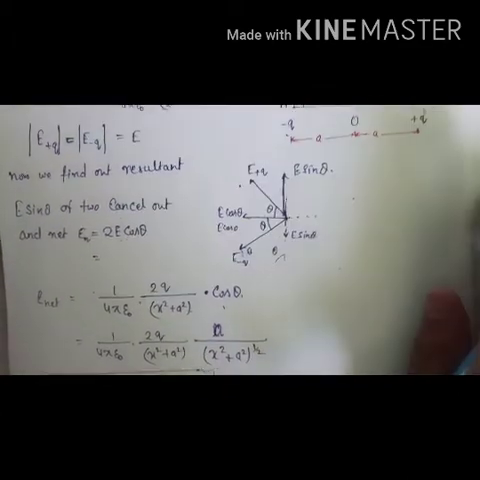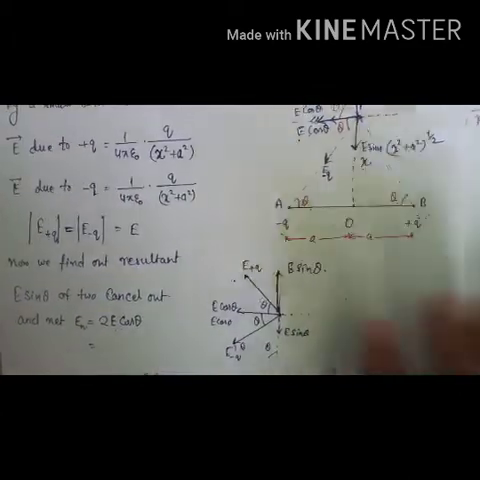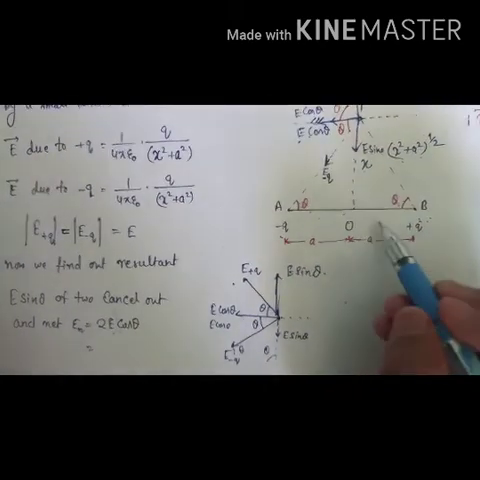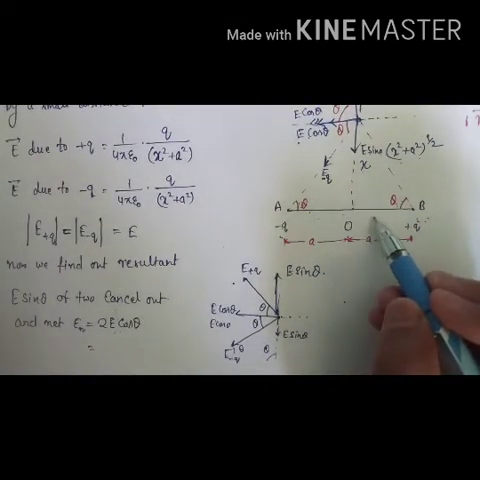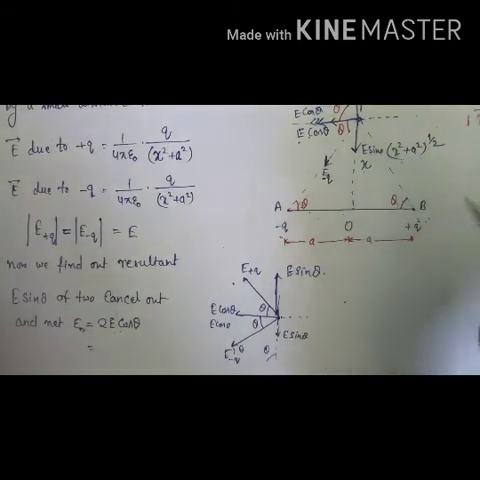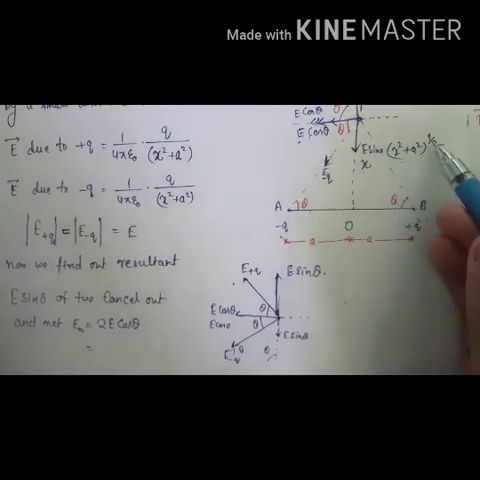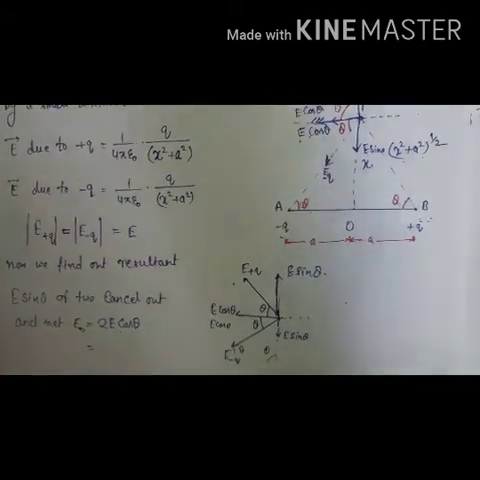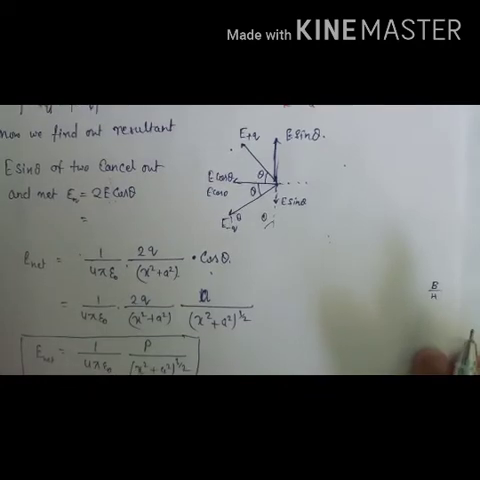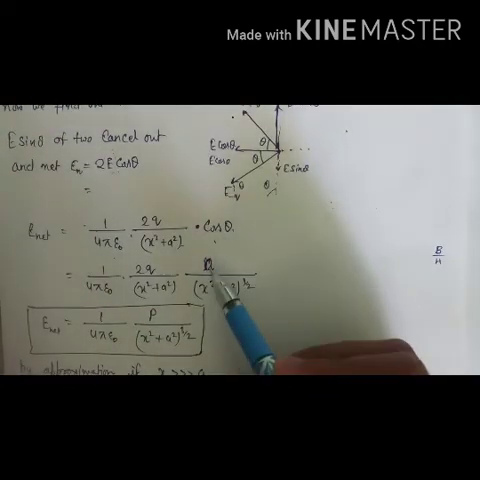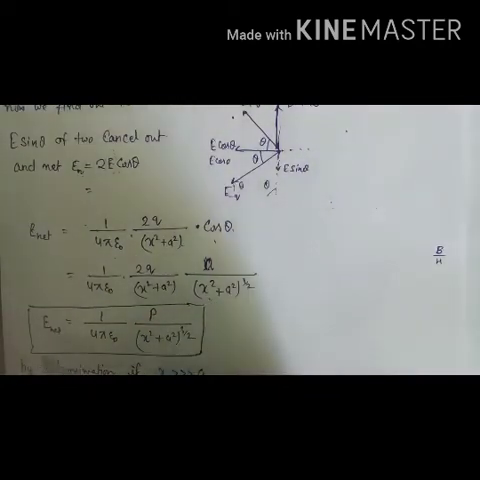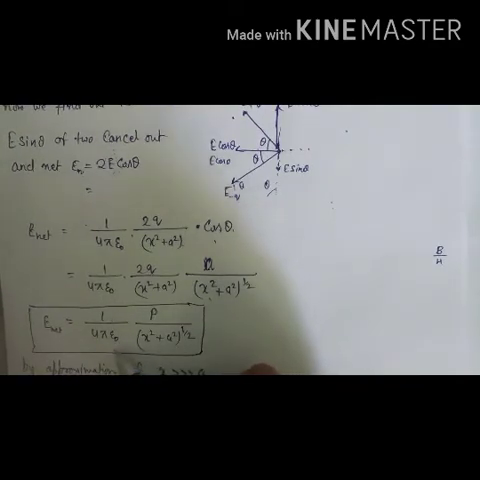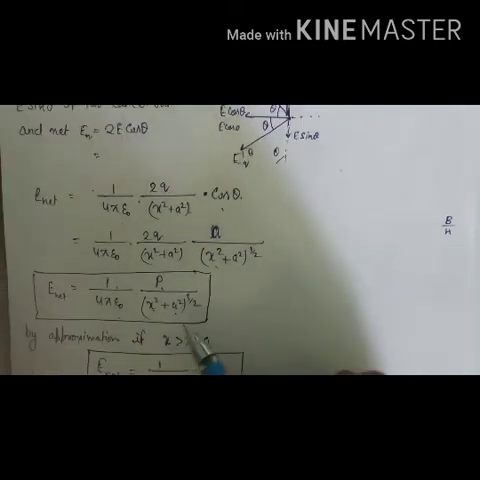From the figure we find cos theta. Cos theta is equal to base upon hypotenuse. Here the base is a and the hypotenuse is (x square plus a square) to the power 1 by 2. So E net is equal to 1 upon 4 pi epsilon naught 2q upon x square plus a square into cos theta, and cos theta is base upon hypotenuse. So E net is equal to 1 upon 4 pi epsilon naught p upon (x square plus a square) to the power 3 by 2.